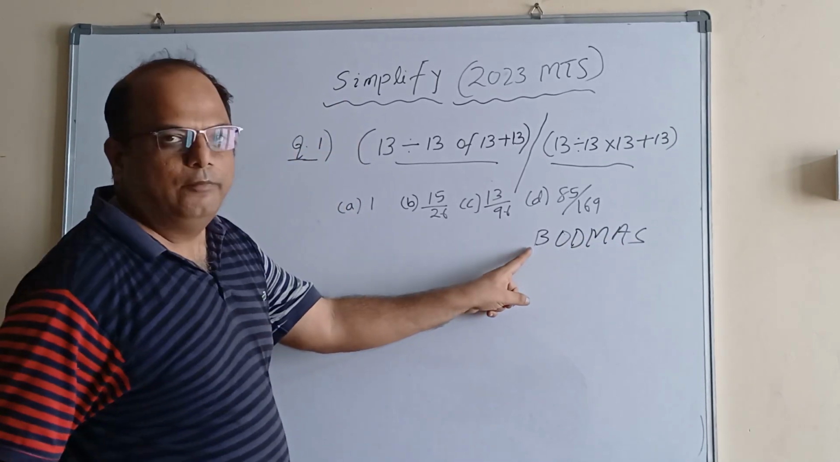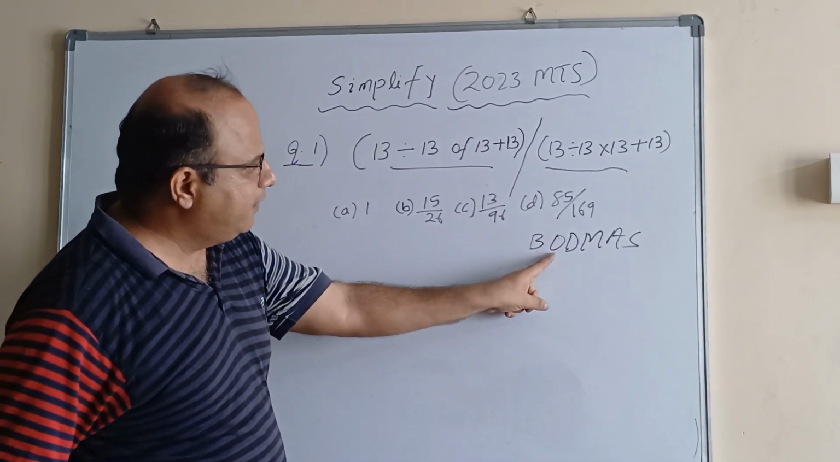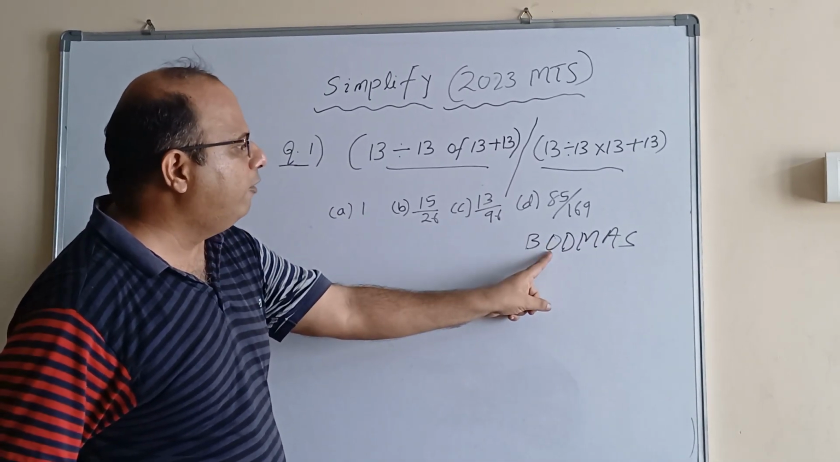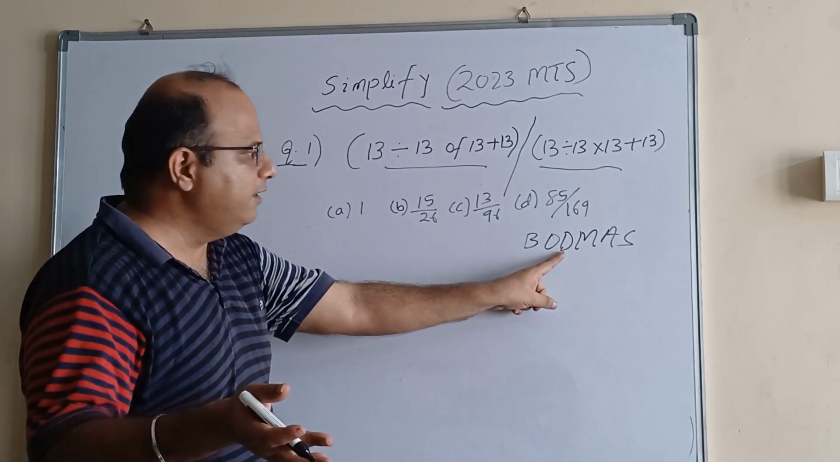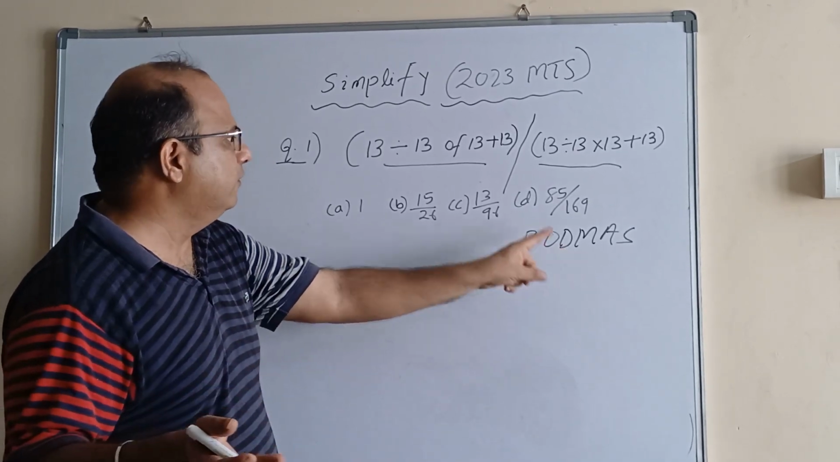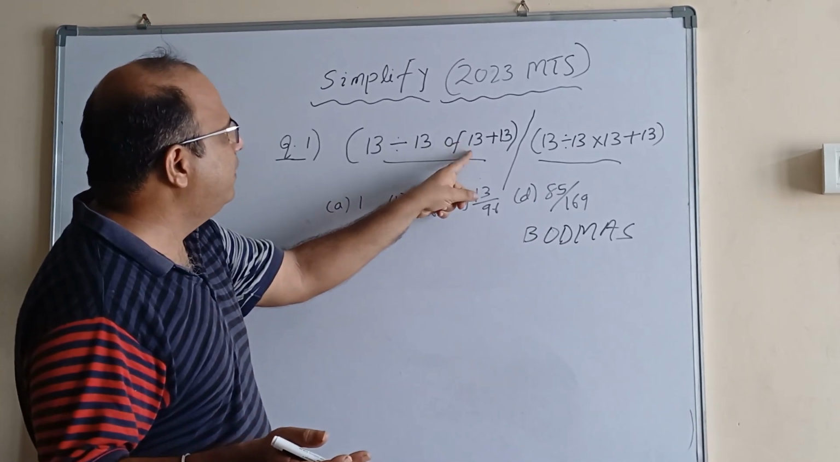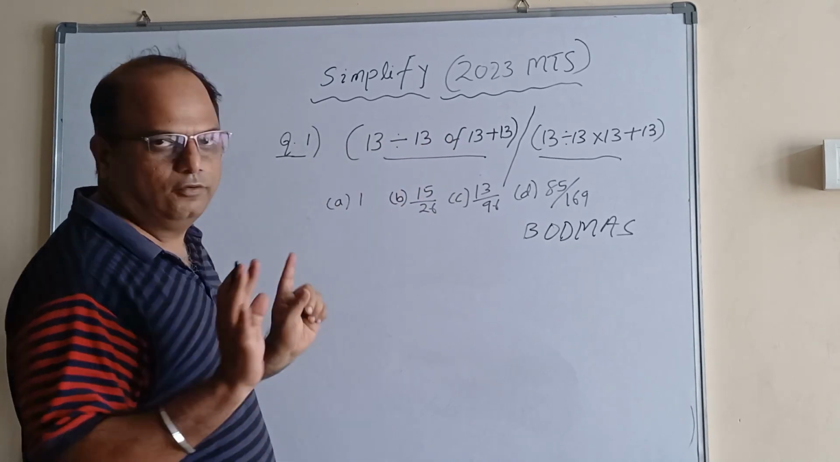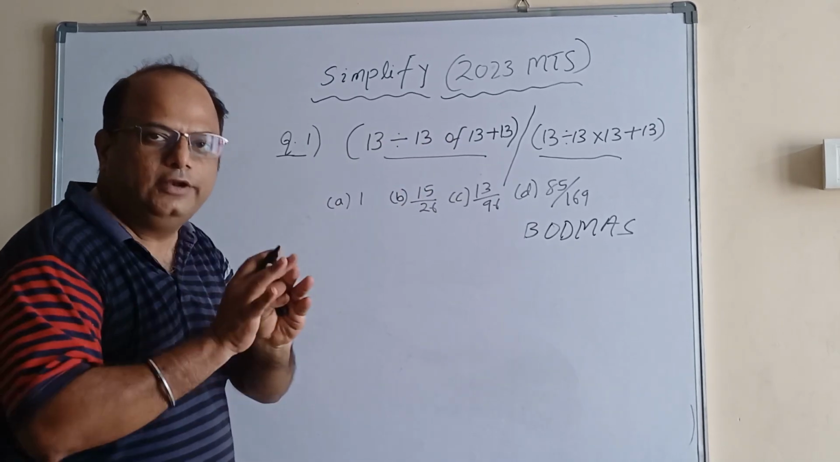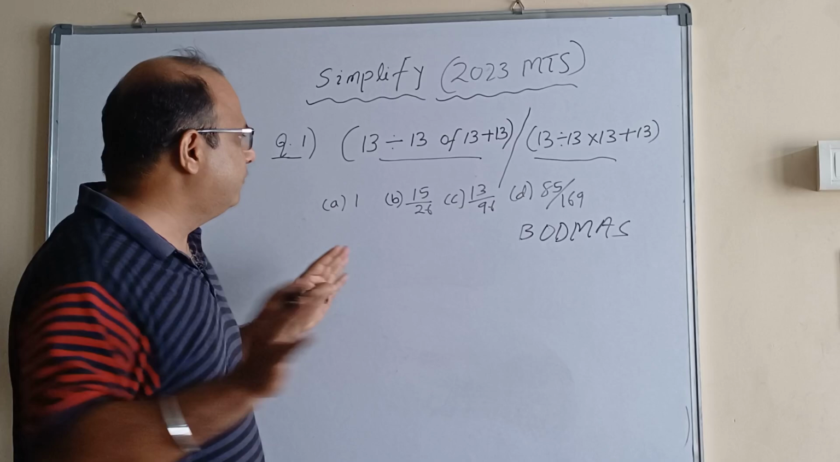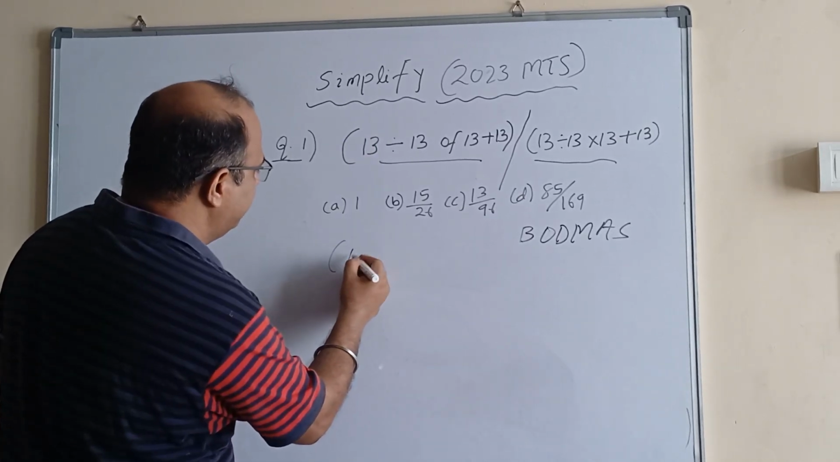BODMAS stands for bracket, then of, then division. Means "of" takes precedence before division. So this "of" will be done first, then this division. That is the thing. But "of" is actually the same as multiplication. Now we will rewrite it.